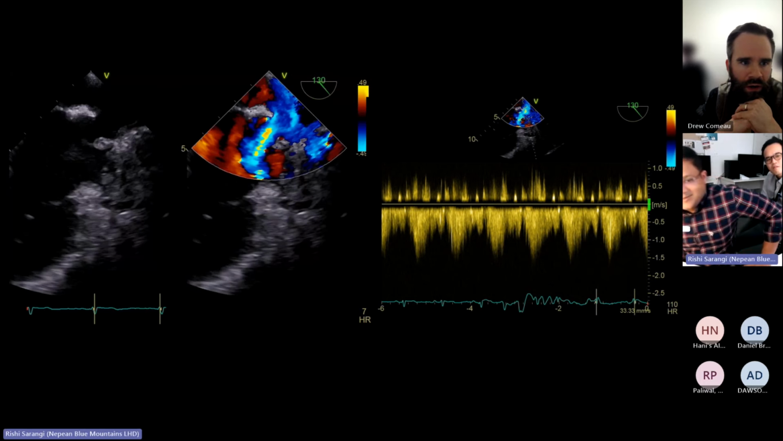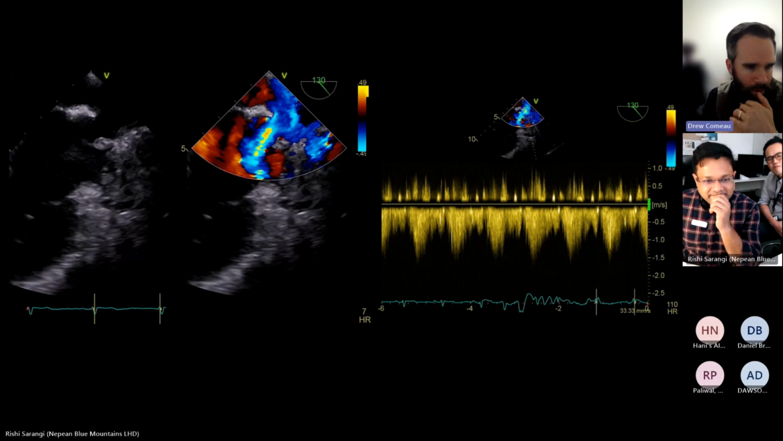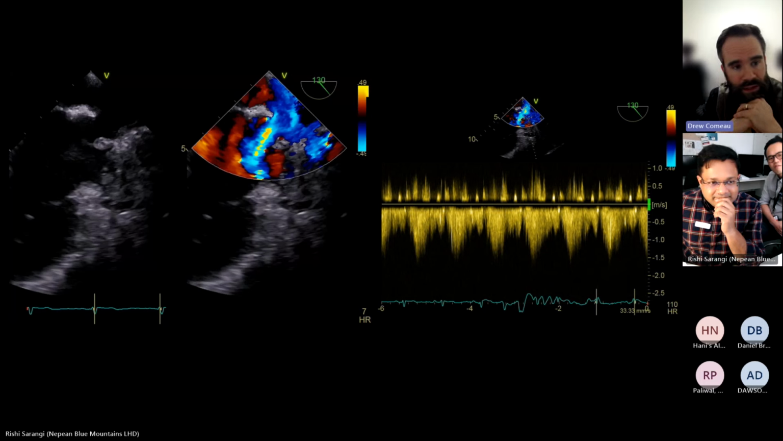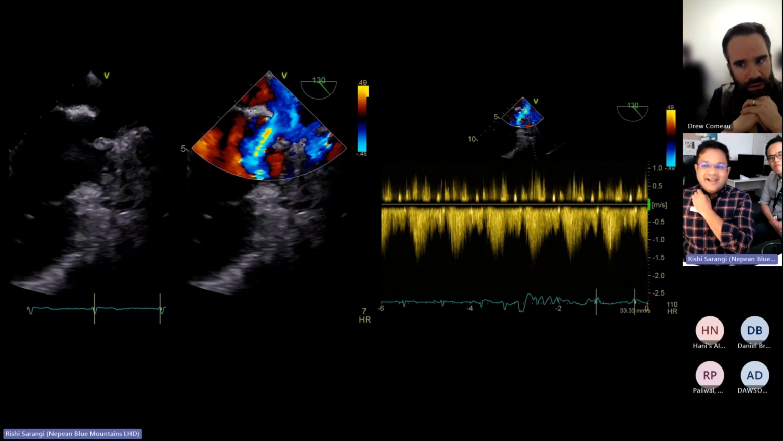Great case. So is it going right to left, or left to right shunt? Is it a sinus venosus ASD? The orientation, it'd be like a pulmonary vein entering the superior vena cava. Exactly. That is bang on. Yeah, absolutely. Perfect. So that's what was happening in her case.